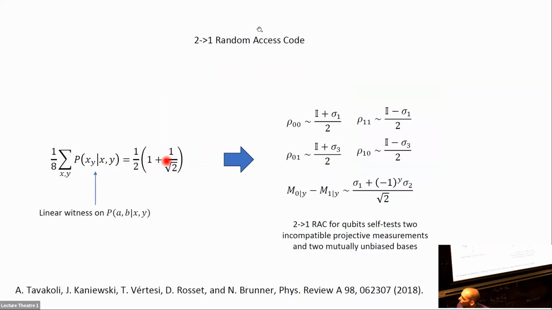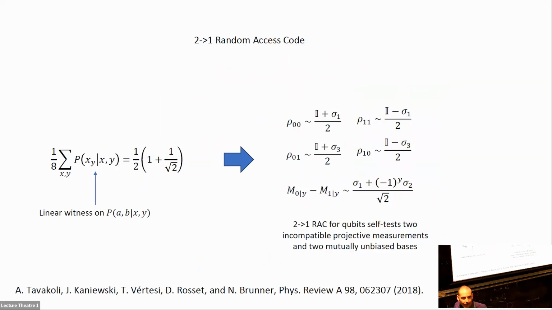And what they find is that the only way of saturating this inequality is actually to prepare these states and to conduct these measurements. Okay, that was the first example of self-testing in this scenario. From a technical point of view, this experiment has self-tested 2 incompatible projective measurements and 2 mutually unbiased bases.